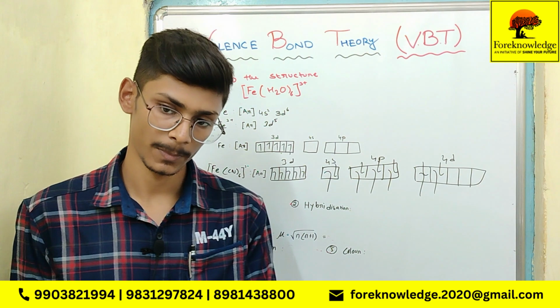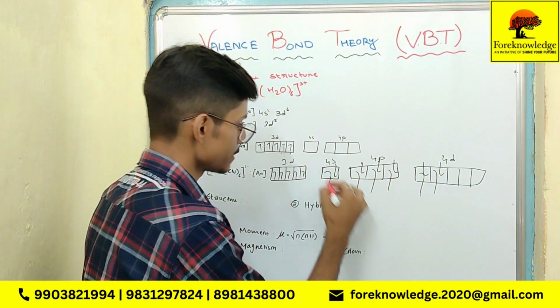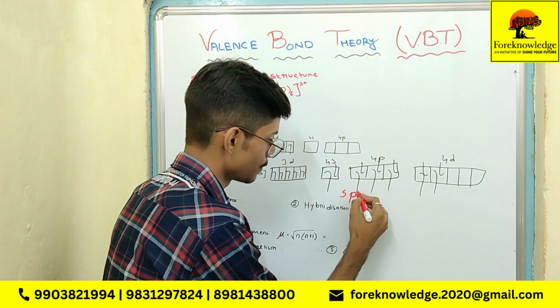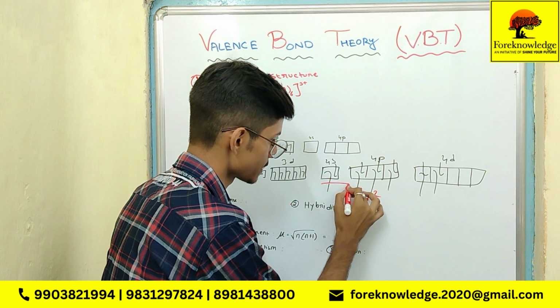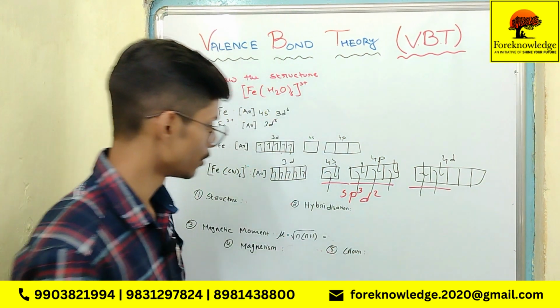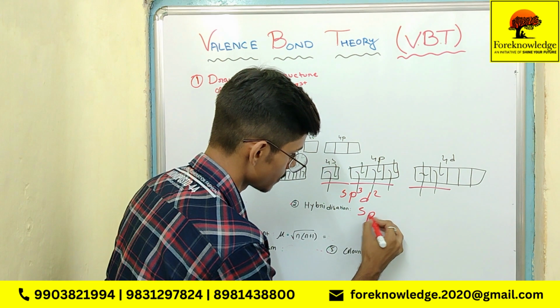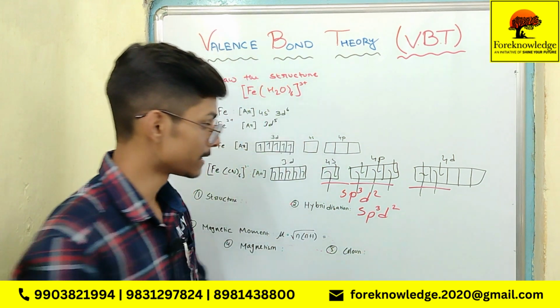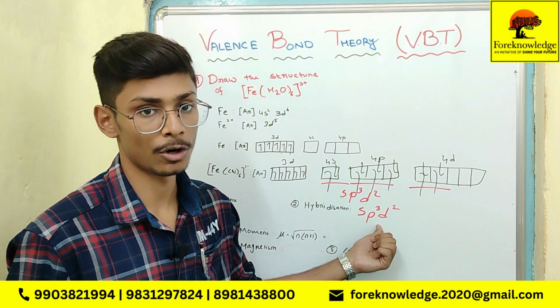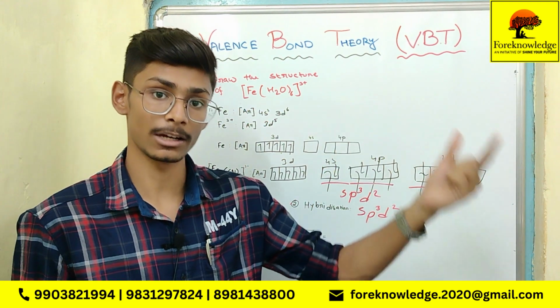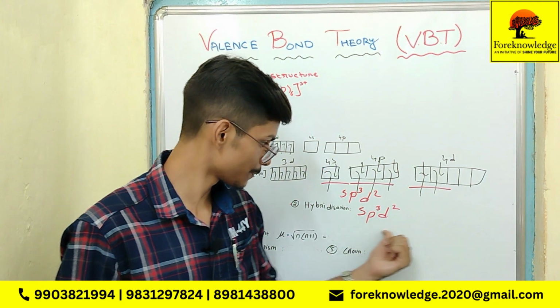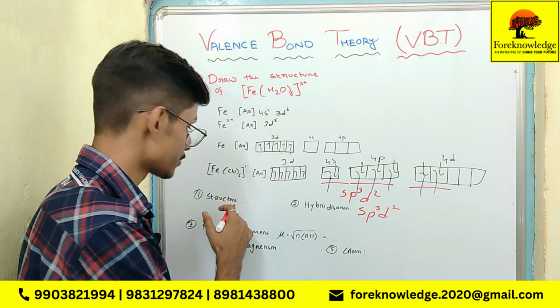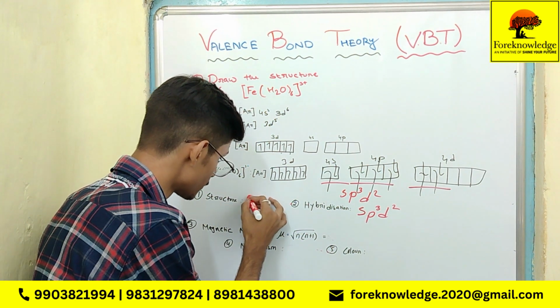So its hybridization is sp3d2. So hybridization is sp3d2. It's an outer d complex. Previous one was inner d complex, and this one is outer d complex. Structure name will be same, octahedral.